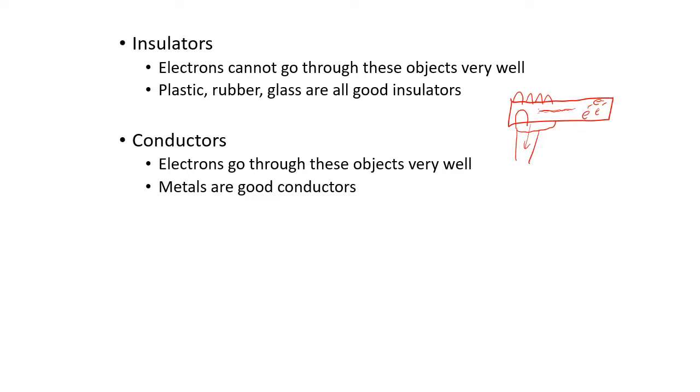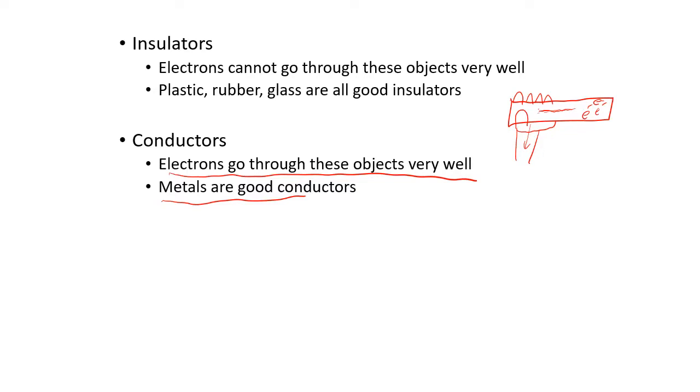So this is one of the reasons why wires in a home are usually made out of copper. It's because electrons can go through these objects very, very quickly and easily. Metals are good conductors, like copper, and that's why it's used. Because in a house or at a school or wherever, we want electrons to get from one place to another so that we can power motors and turn on lights and all that kind of stuff.